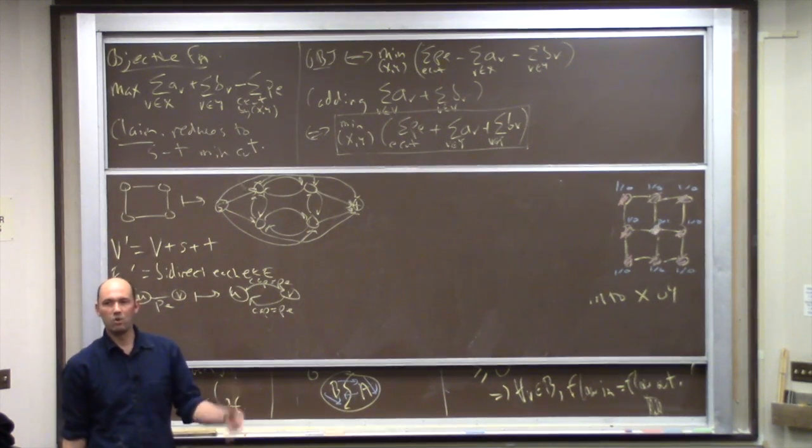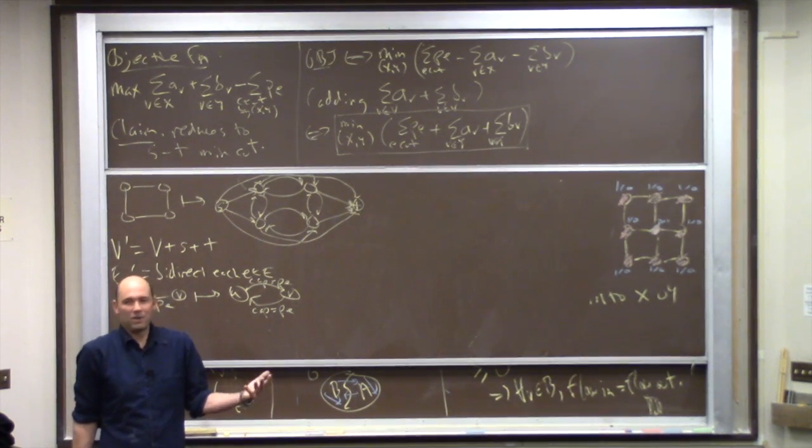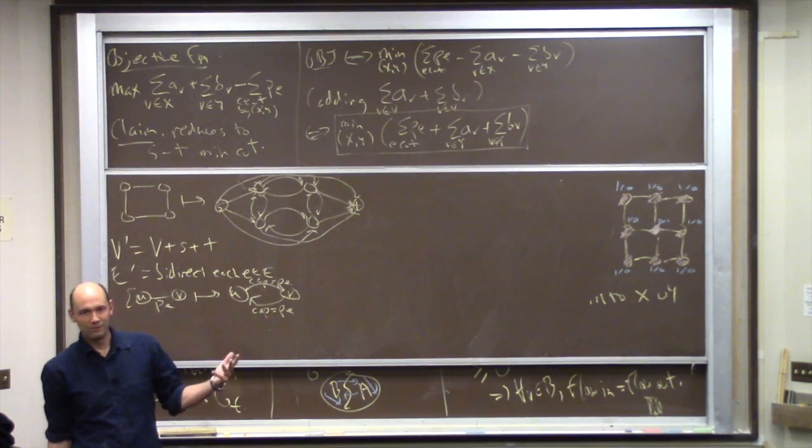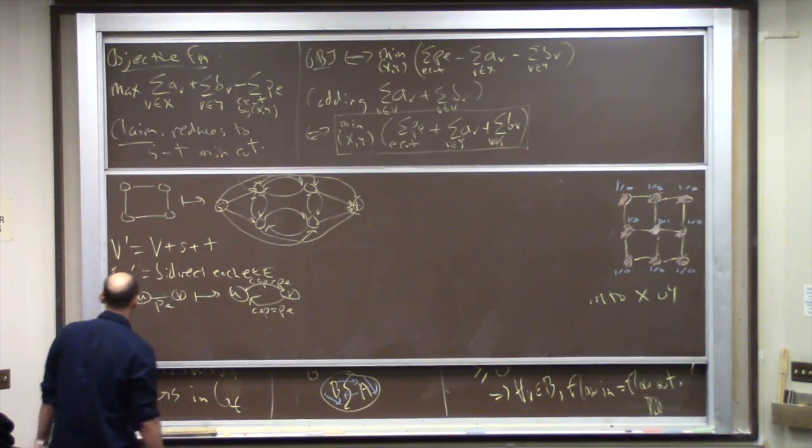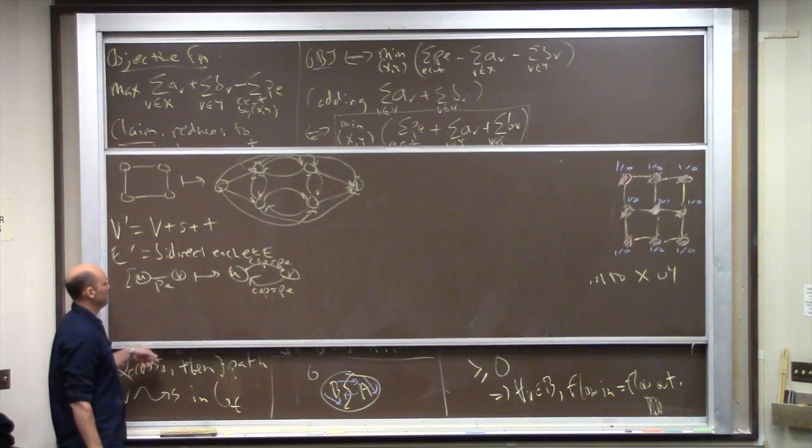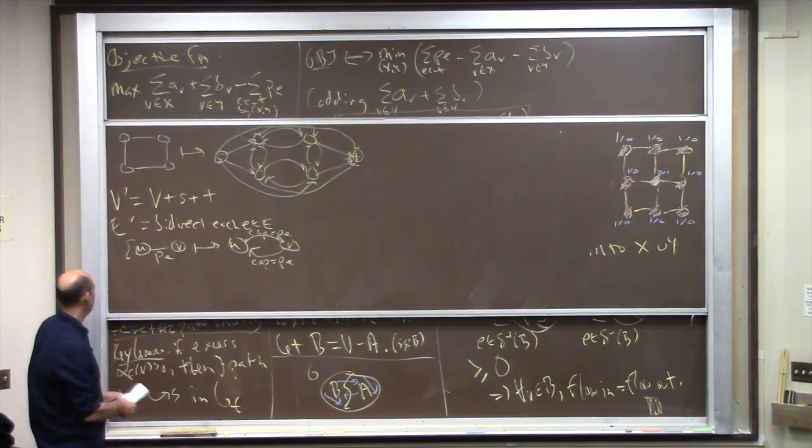So your input has numbers on edges. Your flow network's supposed to have numbers on edges. Let's just use the same numbers. Okay, it turns out to work. All right, but that's not it. This doesn't talk about the edges from the source and to the sink.